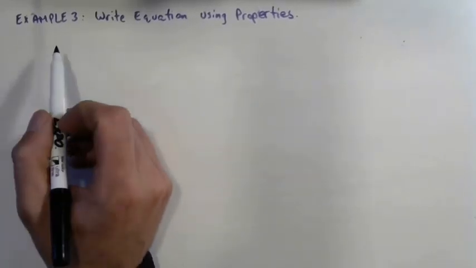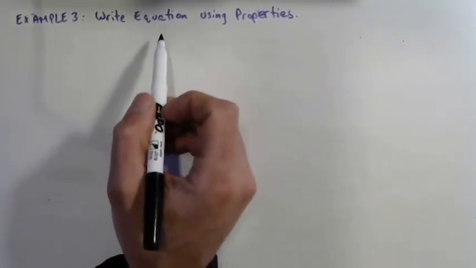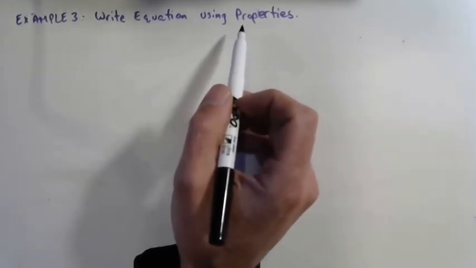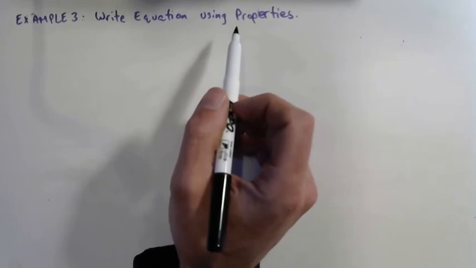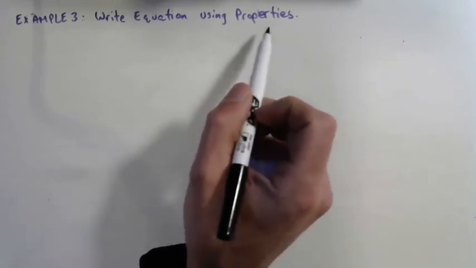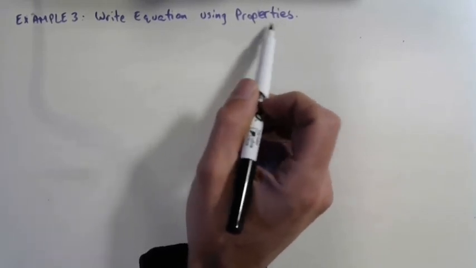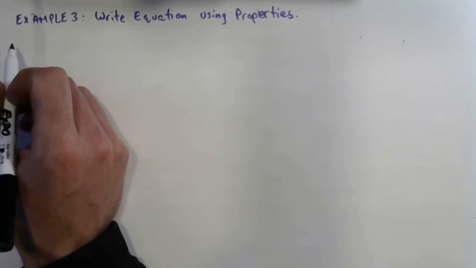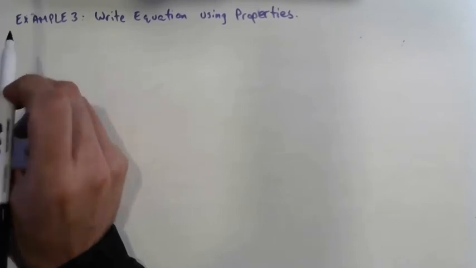Okay, in example 3, we're going to write equations for a plane again, but this time we're not going to be given 3 non-collinear points. We're not going to be given a normal. Instead, we're just going to be given some general information. We're going to have to use our knowledge of the properties of planes in order to determine an equation for the plane. It's going to involve things like finding the normal or using a point on the plane, those kinds of things.